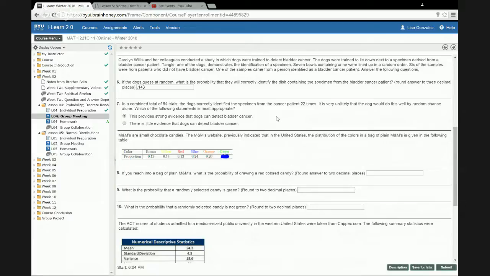Okay. Now, these M&Ms are chocolate candies. The M&Ms website previously indicated that in the United States, the distribution of the colors in a bag is given in the following table. Oh, this is interesting to know. Oh, how funny. They crossed out the green. I guess we're supposed to, number 1, figure out the green.